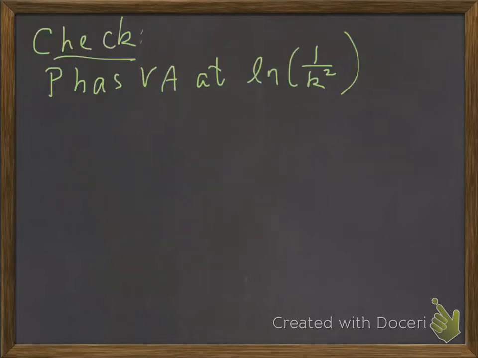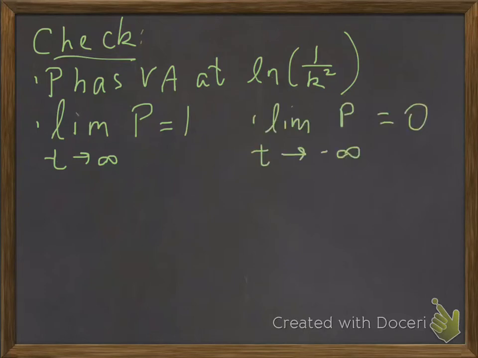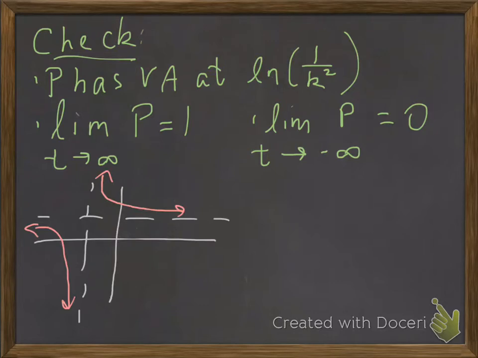So you should check the following. And again, you should remind yourself of the definition of these things and use the definitions to check the following 3 items. Check that p has a vertical asymptote at natural log of 1 over k squared. Check that the limit as t goes to infinity of p equals 1. So in other words, p has a horizontal asymptote at 1. Check that the limit as t goes to minus infinity of p equals 0. So in other words, p has another horizontal asymptote at 0. And if you graph this function, it looks like this.